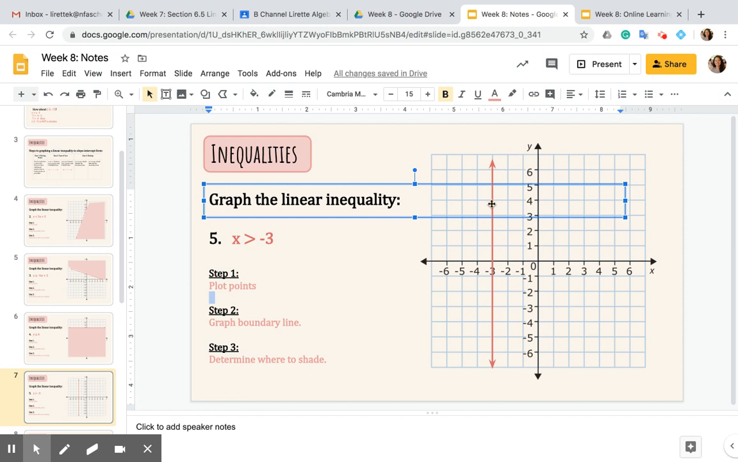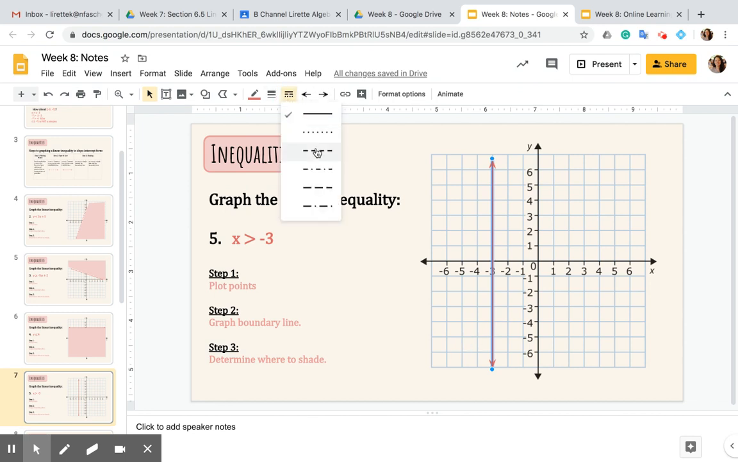Okay, so technically my points are plotted. I just want to make sure that the boundary line is graphed correctly. So if I look at this symbol here, it doesn't have a bar. So I don't want a solid line. I want to make sure that this is a dashed line. No bar means dashed line.